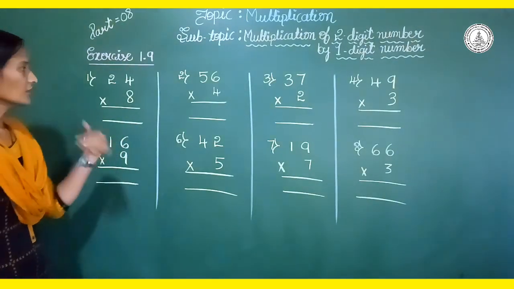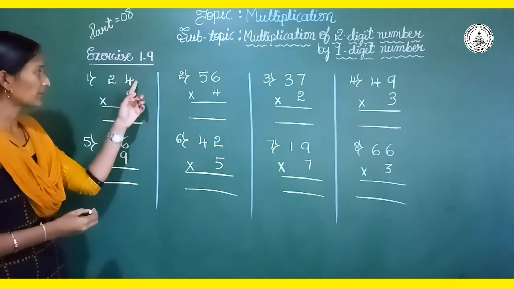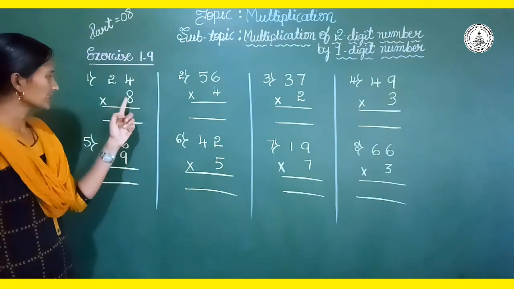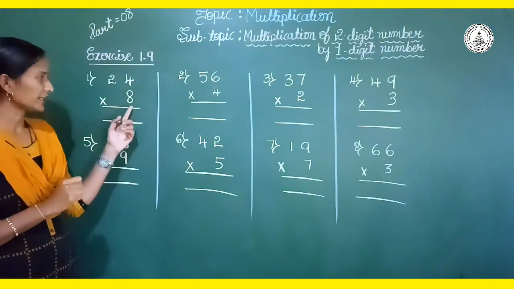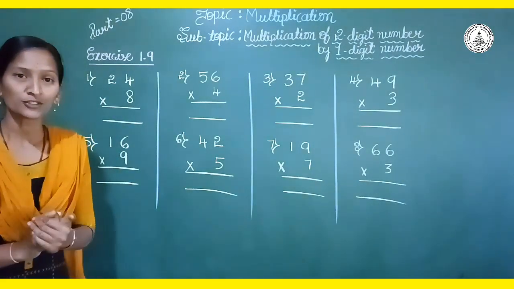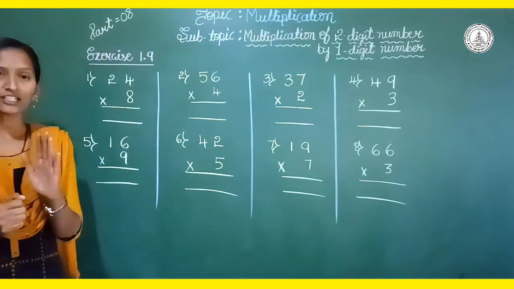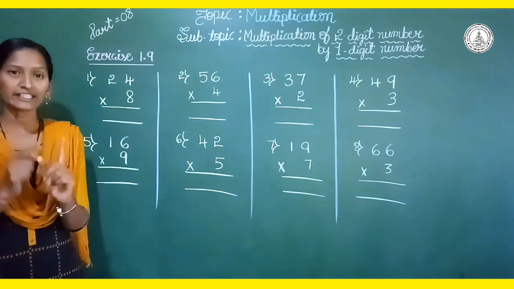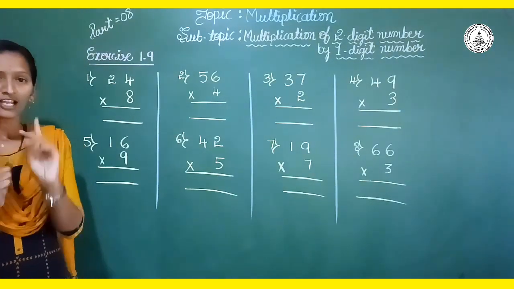Right? So what is our next step? Yes, you always multiply the ones with the multiplier. So it is 8 into 4. In the multiplication table of 8, 8 fours are equal to what? Yes students, we have to recall the multiplication table of 8. 8 ones are 8, 8 twos are 16, 8 threes are 24, 8 fours are 32.